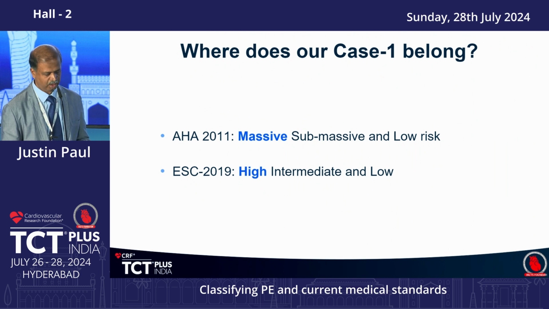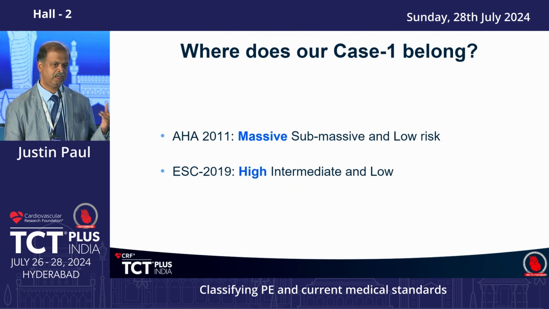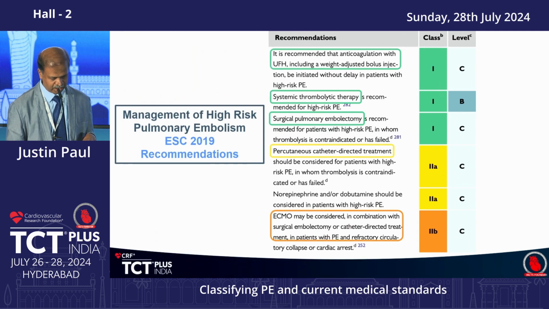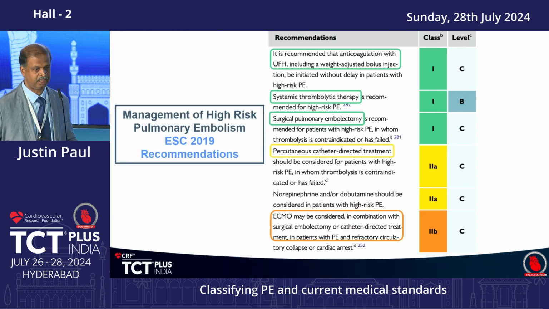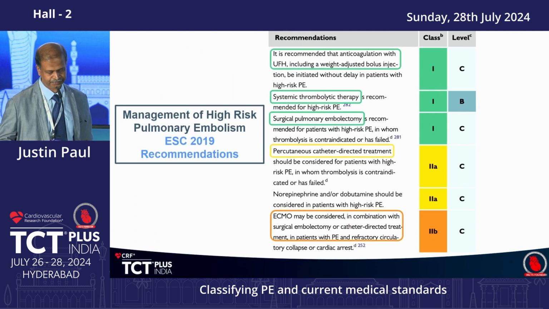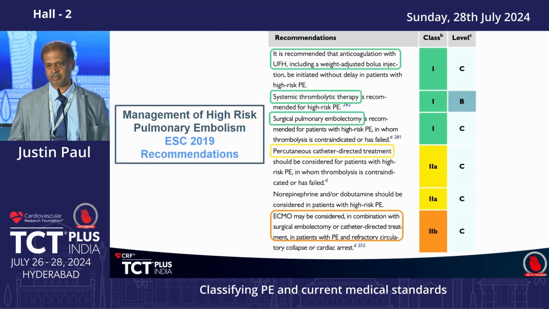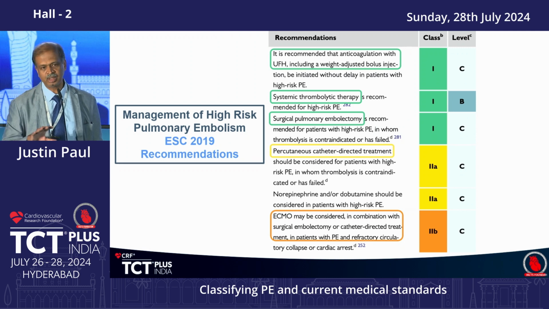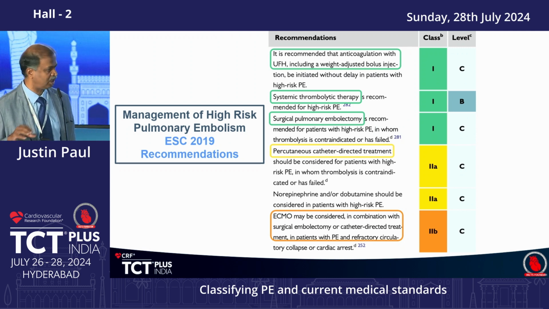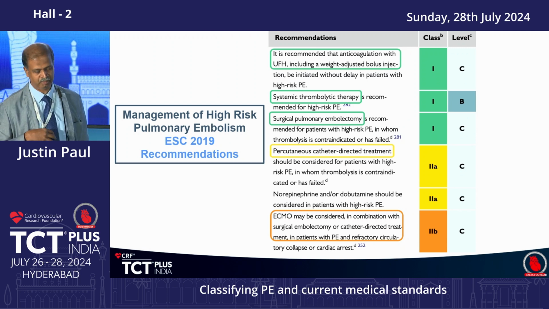So where does our case belong to? This lady, postgraduate student, she belongs to the high risk or a massive pulmonary embolism. What is the recommended therapy for high risk pulmonary embolism? Now, anticoagulation has to be started. If you suspect a pulmonary embolism, the first thing you can do is give a dose of anticoagulation. You don't lose anything by giving it to a patient who does not have a pulmonary embolism.